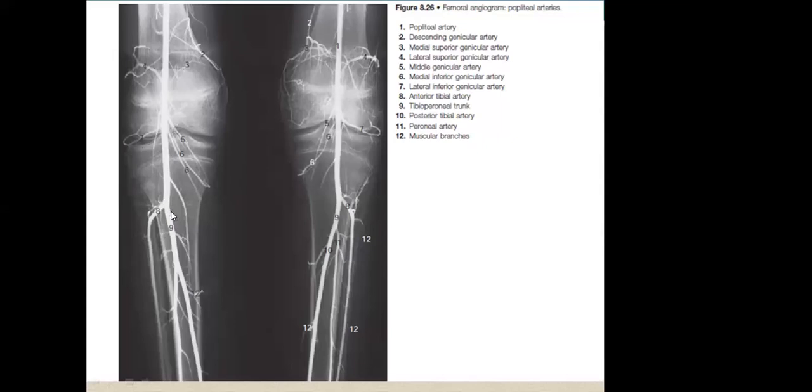Here we can see the anterior tibial artery forms an angle, but the tibioperoneal trunk, which forms the posterior tibial artery, is more direct than the anterior tibial artery. This is the peroneal artery, and these are the muscular branches. We can see it right here.